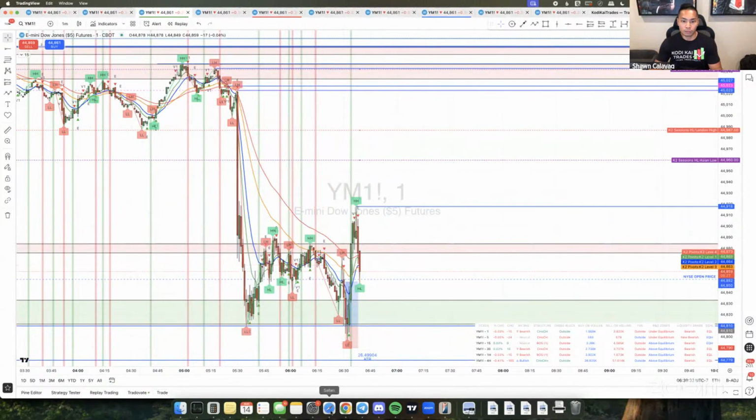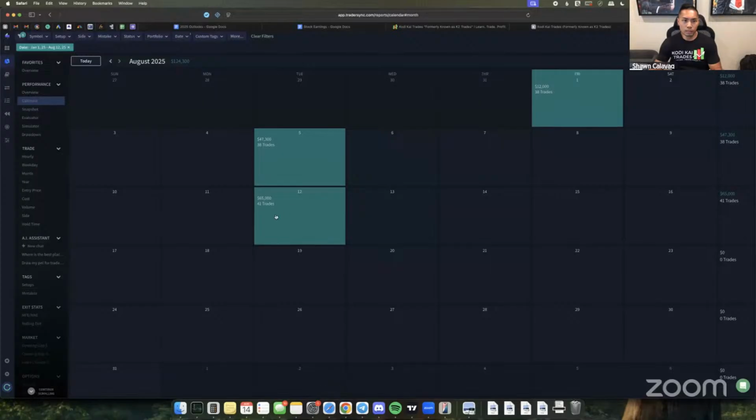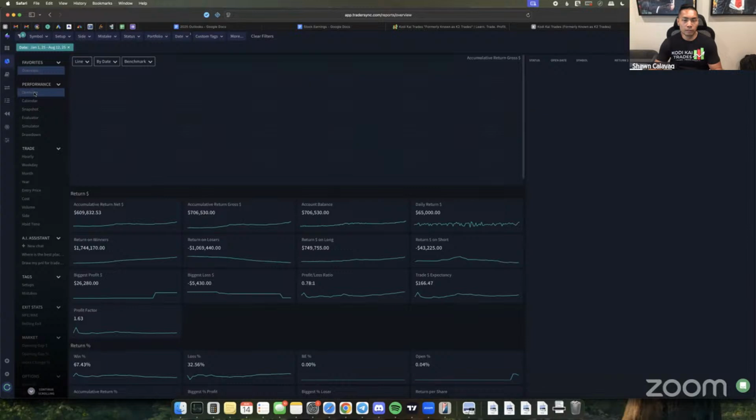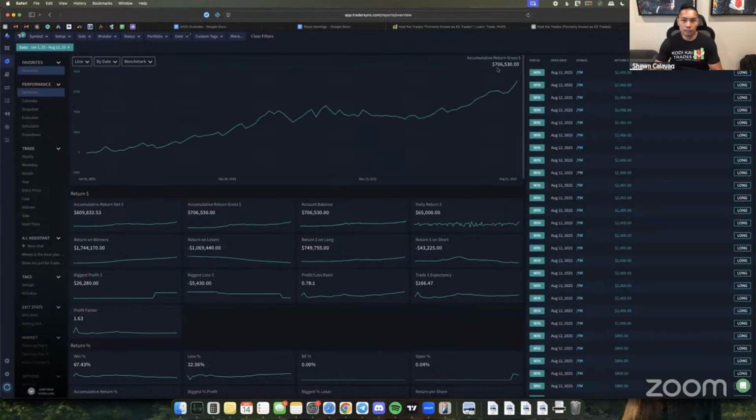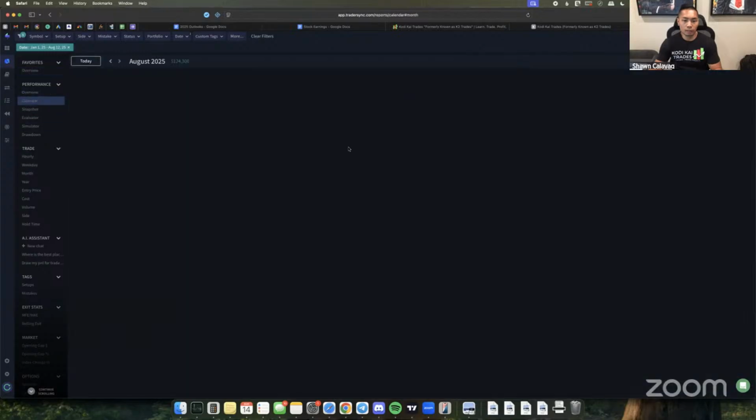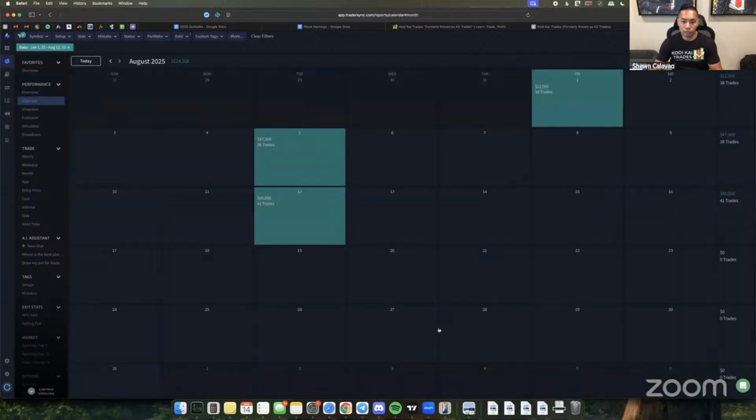Here are my stats for the week so far, guys. I only took one trade, so I'm up 65,000 for the week. I made that trade on Tuesday, took the ORB entry. My profits for the month so far is 124,300. And then my profits for the year so far, currently 706,530. So I've been pretty consistent with my conservativeness. I only took one trade for this week.